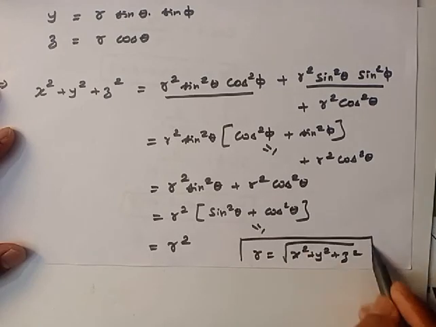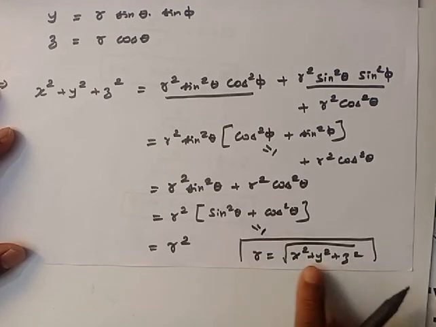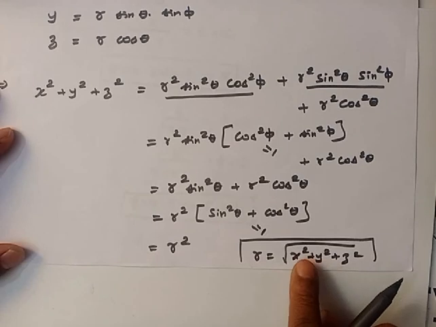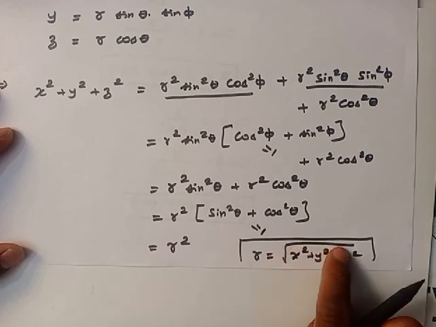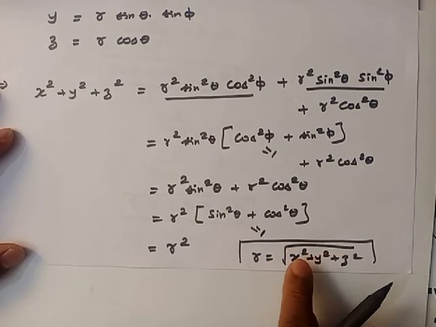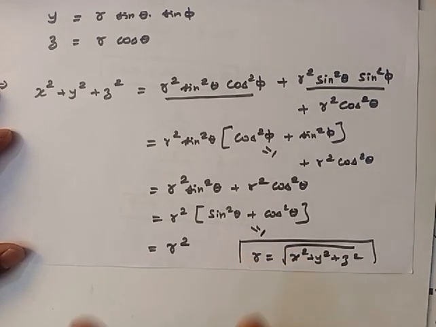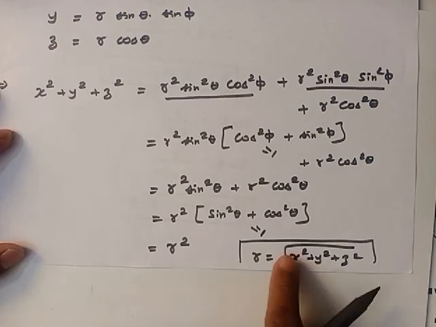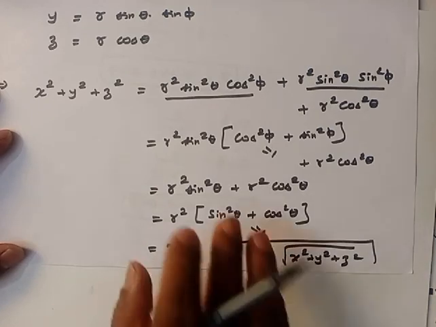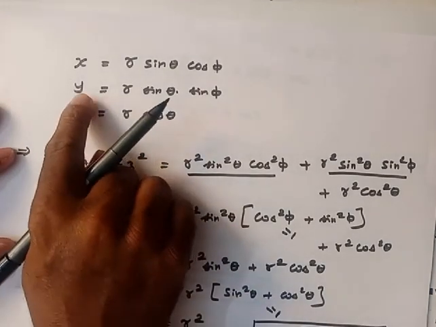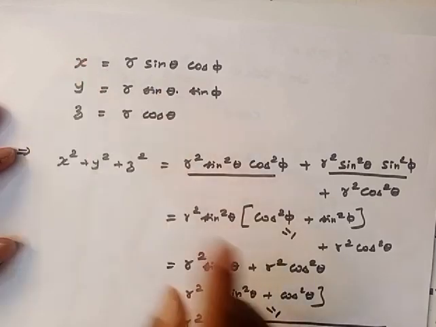So, if Cartesian coordinates, the x, y, z values, are given, take the squares of those values, add them, then take the square root. That value is nothing but the r value. So from Cartesian coordinates, we can find the value of r by making use of this relation. Then if I divide y by x, what do we get?